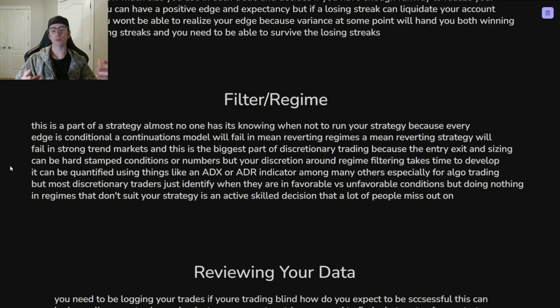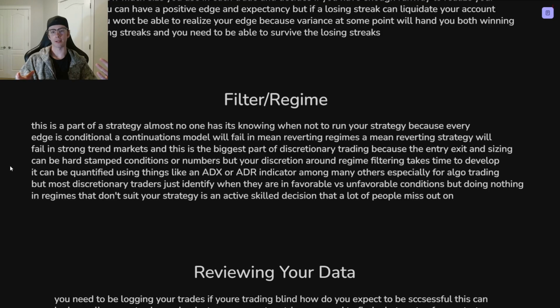A continuations model will fail in a mean reverting regime, and a mean reverting strategy will fail in a strong trend, let's say. And this is the biggest part for discretionary trading because the entry, exits, and sizing can all be hard snap conditions, right? I enter on this one thing, I exit at this level, and I only bet 5 micros on it, right?